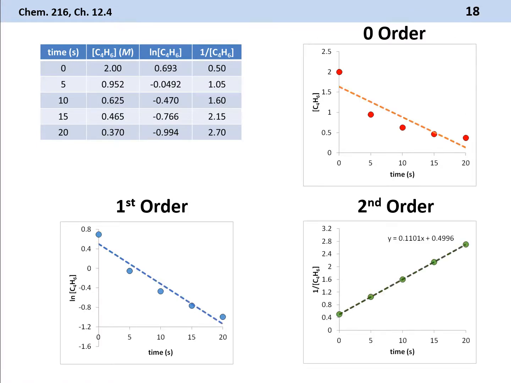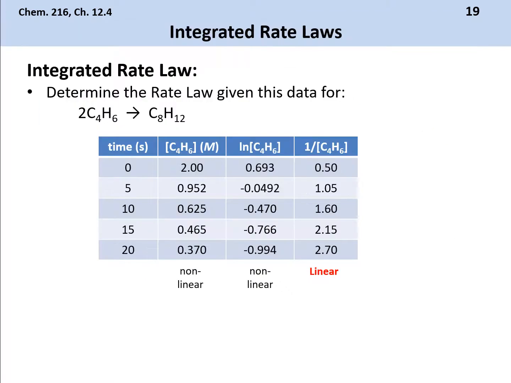Here we can see that zero order is not a straight line. First order is not a straight line, but this is a straight line, right? So that means that this reaction is second order, okay? And these values right here tell me something. So I got nonlinear, nonlinear, linear, so that means it's second order.